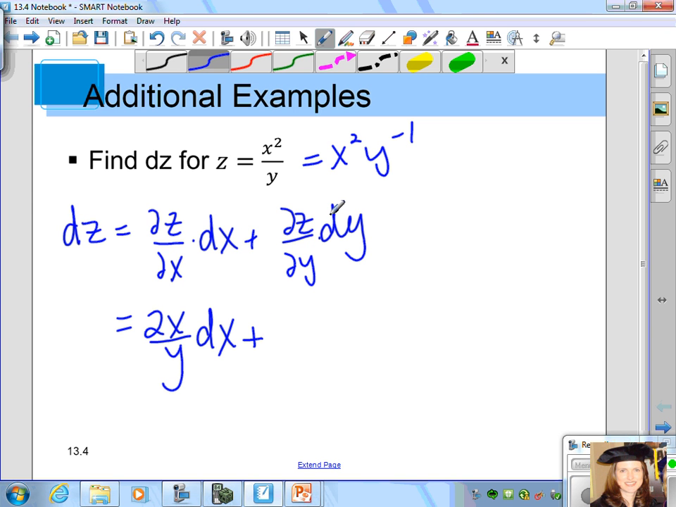Now to take the partial derivative of z with respect to y, this is the same thing as this constant times y to the negative 1 power. So this can be simplified to negative x squared y to the negative 2 power, which is the same thing as y squared in the denominator, dy. So this is what we call our total differential dz.